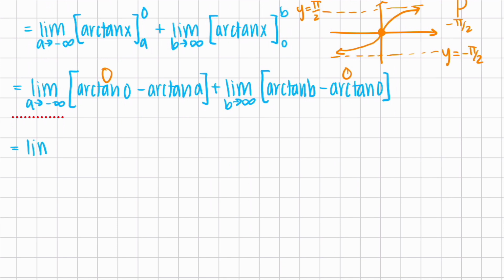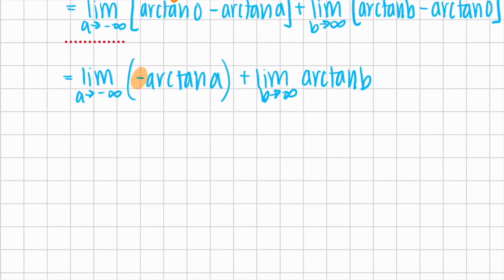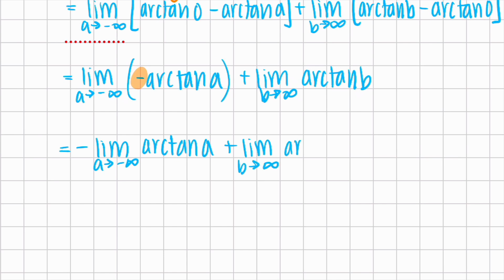We have limit as a goes to negative infinity of negative arctangent of a plus the limit as b goes to infinity of arctangent of b. Okay, I'm going to pull the negative out front. It's going to make our limits a little bit nicer, and we'll deal with it after we evaluate the limits. So let's evaluate our limits. I'm going to start by bringing down the negative.